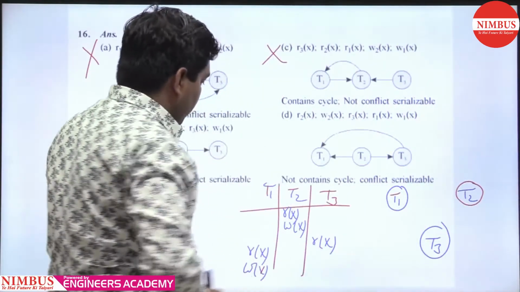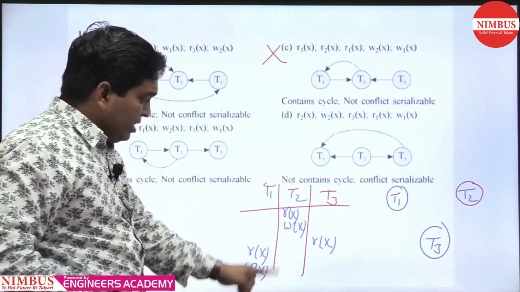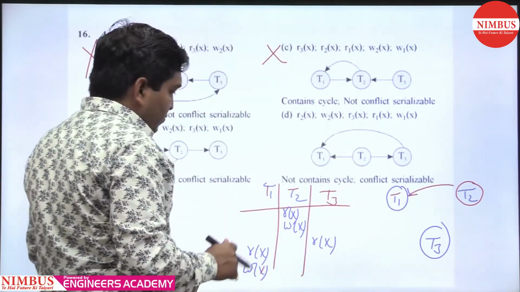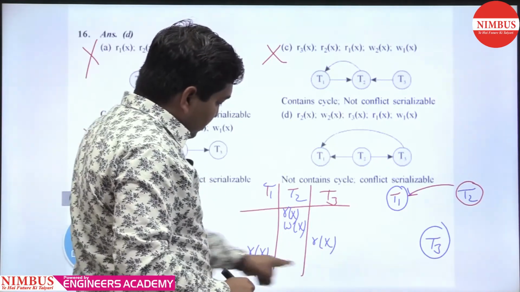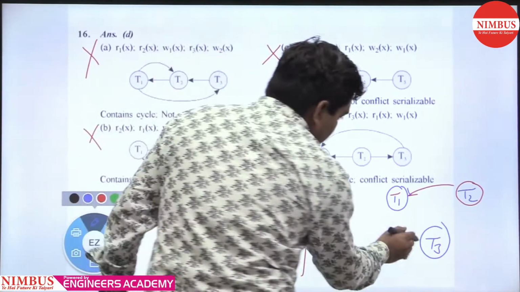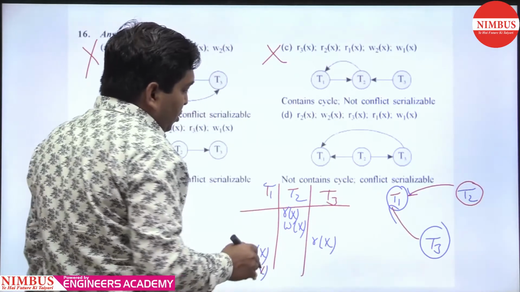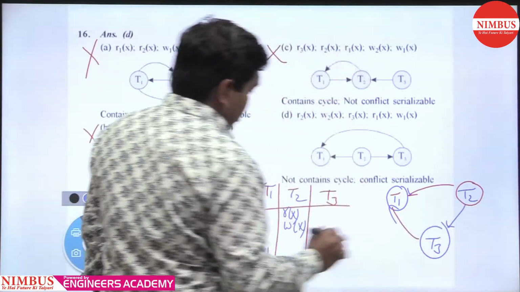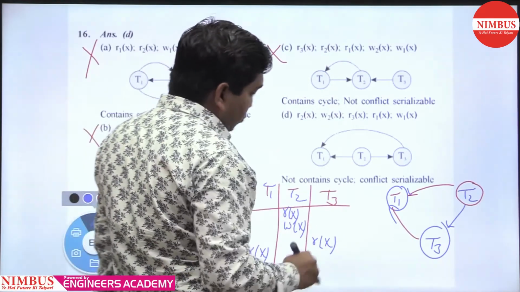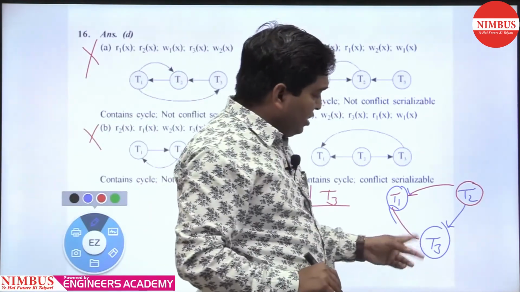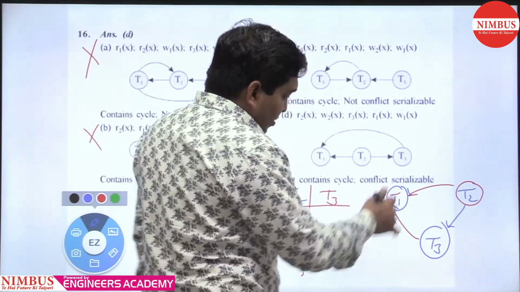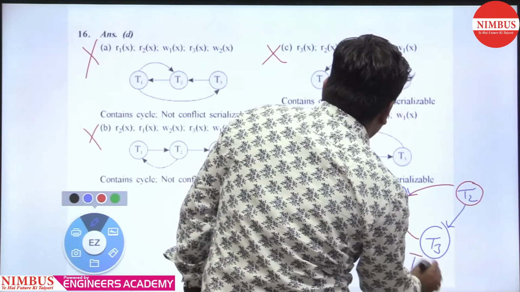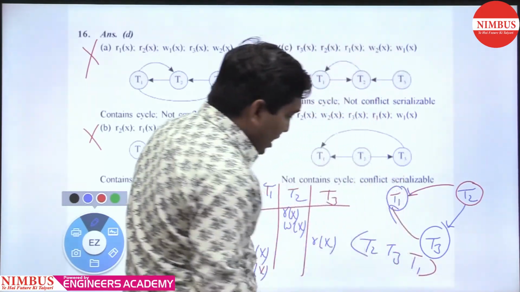First we check from T1 to T2 for X, no edge. T2 to T1, yes there is an edge from T2 to T1. Now we will check between T1 and T3. T1 to T3 no edge, T3 to T1 there is an edge. Then we check T2 and T3: T2 to T3 there is an edge. Getting my point? And T3 to T2 there is no edge. So here you can see this does not make a cycle, and this is conflict serializable. The order is T2, T3 and T1. Getting my point? T2, T3 and T1.